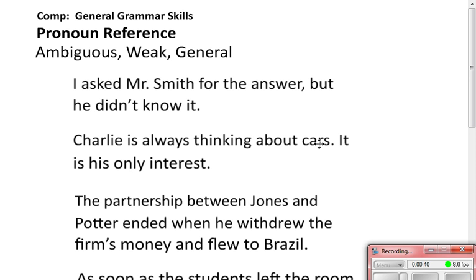Remember, there needs to be an exact correlation. The exact word that is getting replaced, the antecedent, must be within the sentence or the sentence before, or we have a pronoun problem. So, I asked Mr. Smith for the answer, but he didn't know it. Here we have a pronoun I, and we have he, and we have it. This one is okay because this it is referring directly back to answer, so we are fine.